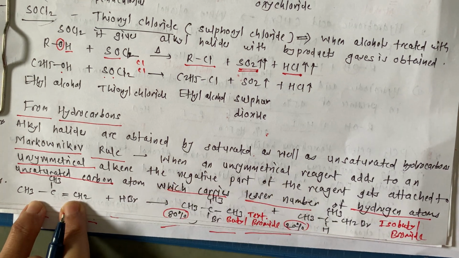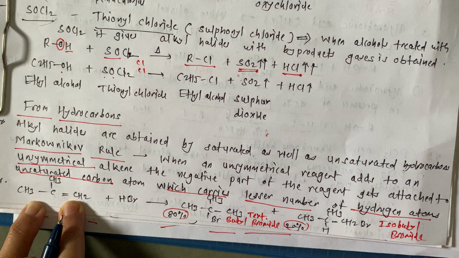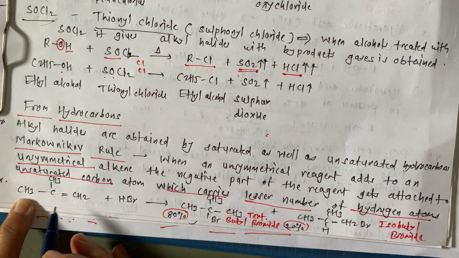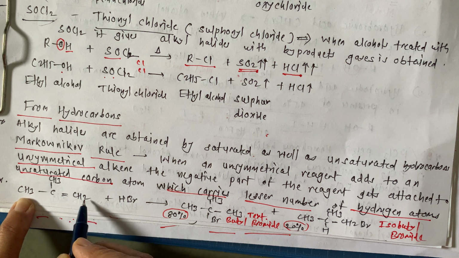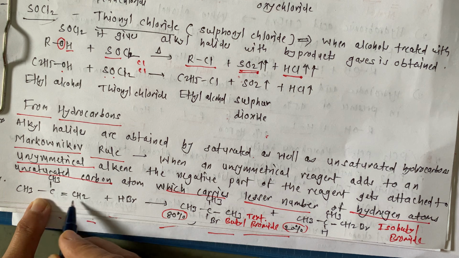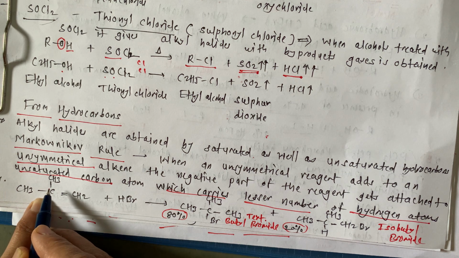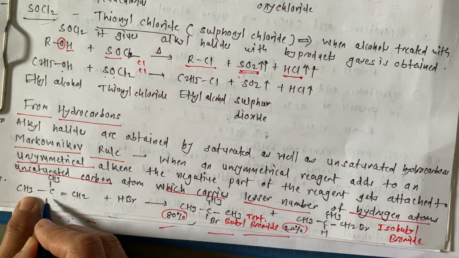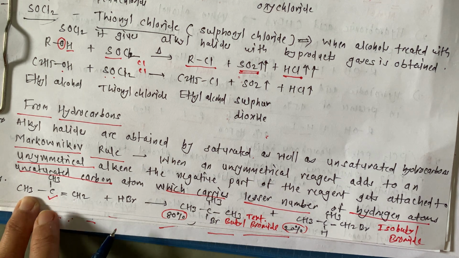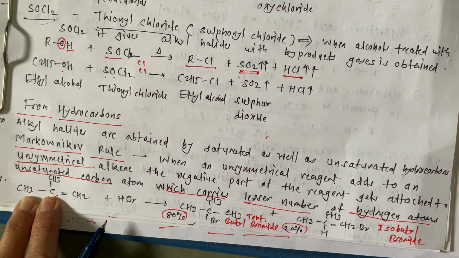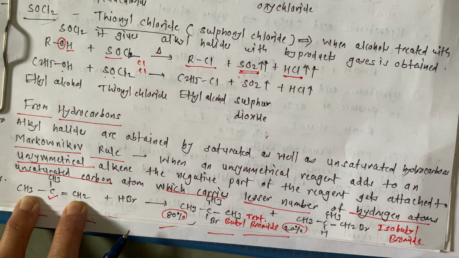So for example, this is our unsaturated hydrocarbon: CH3, C double bond CH2, CH3. Now across this double bond, which carbon carries fewer hydrogen atoms? This one or this one? This is the carbon which carries fewer hydrogen atoms. There are no hydrogen atoms, this is only a single carbon, while across this double bond, the other carbon carries two hydrogens.